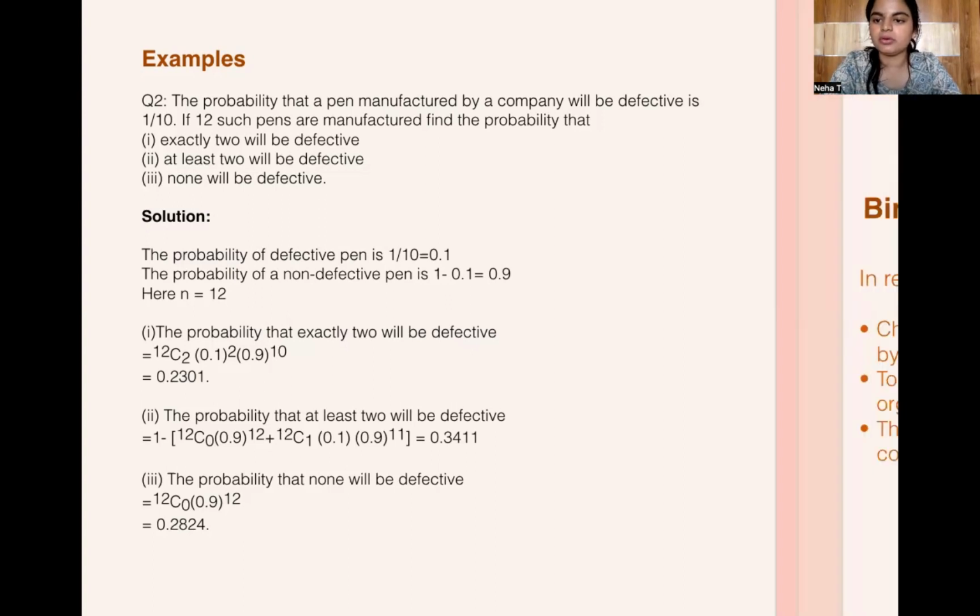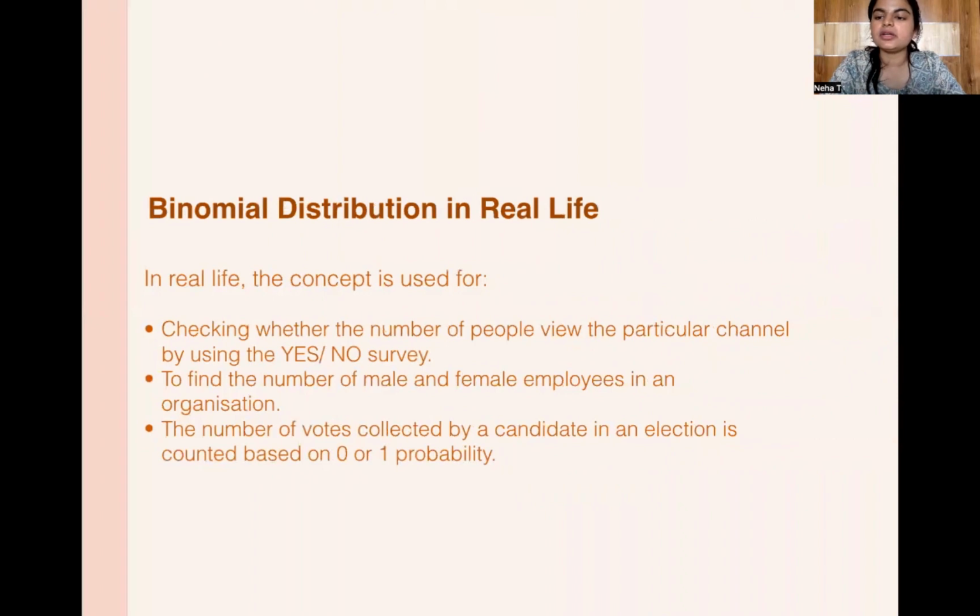So this is about probability distribution. Coming to probability distribution in real life, where will we use it? In real life, the concept is used for checking whether a number of people view a particular channel by using a yes or no survey. Either it is yes or no. To find the number of male or female employees in an organization, either there will be male or female employees. The number of votes collected by a candidate in an election is counted based on 0 or 1 probability. So that is where we use binomial distribution in real life.